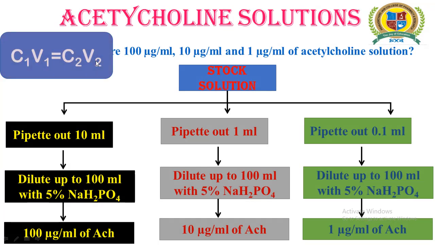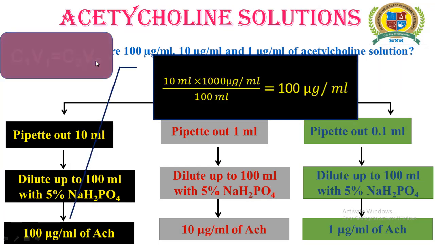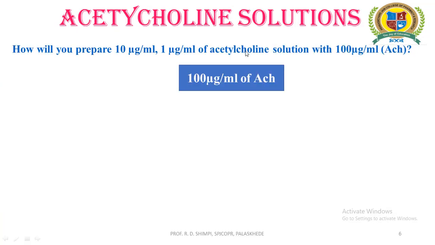So how exactly should this dilution be carried out? Here you can see that we are having V1 as 10 ml, C1, the initial concentration, as 1000 microgram per ml, and the final volume as 100 ml. We take the final volume as 100 ml, right? So all these values: here it is 10, V2 is the final volume of 100 ml, and C1 is 1000 microgram per ml. Upon performing the calculations, you get the concentration of the resultant solution as 100 microgram per ml.